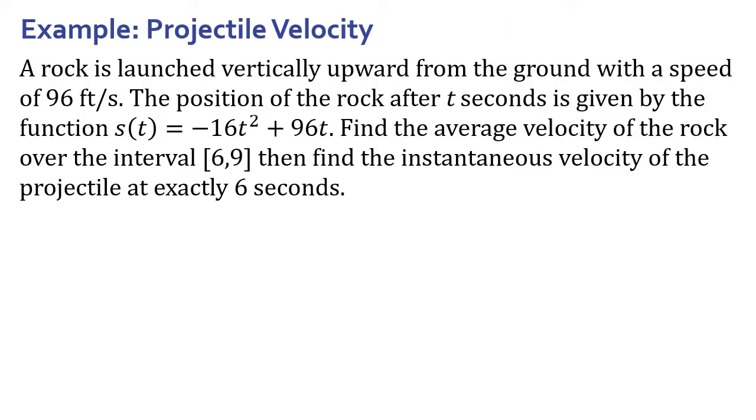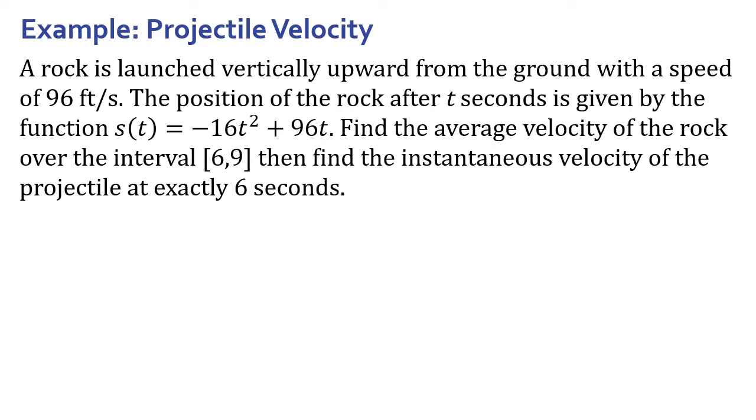Example, projectile velocity. A rock is launched vertically upward from the ground with a speed of 96 feet per second. The position of the rock after t seconds is given by the function s(t) equals negative 16t squared plus 96t. Find the average velocity of the rock over the interval [6, 9]. Then find the instantaneous velocity of the projectile at exactly 6 seconds.